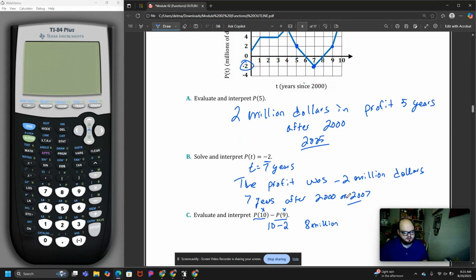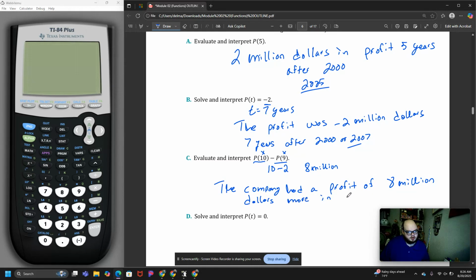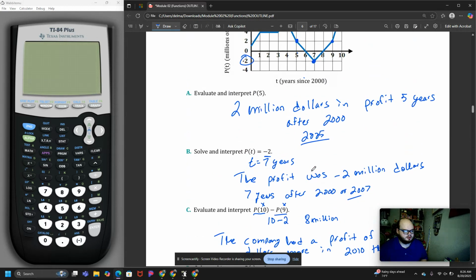So how would we interpret that? The company had a profit of $8 million more in 2010 than 2009. Solve and interpret for P of t equals 0.